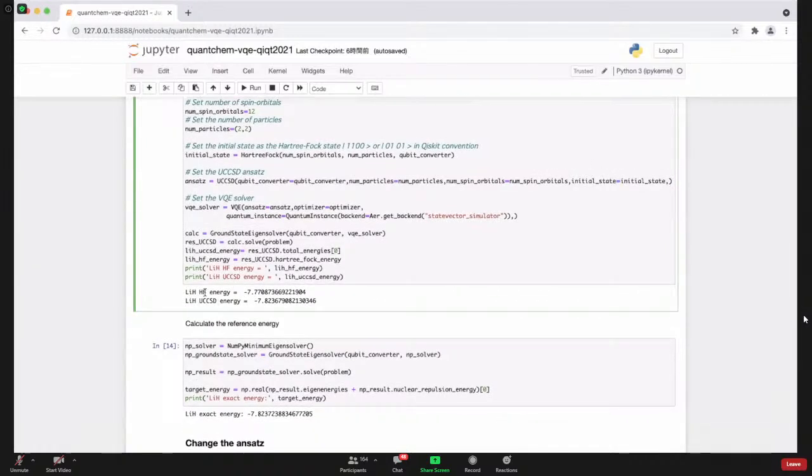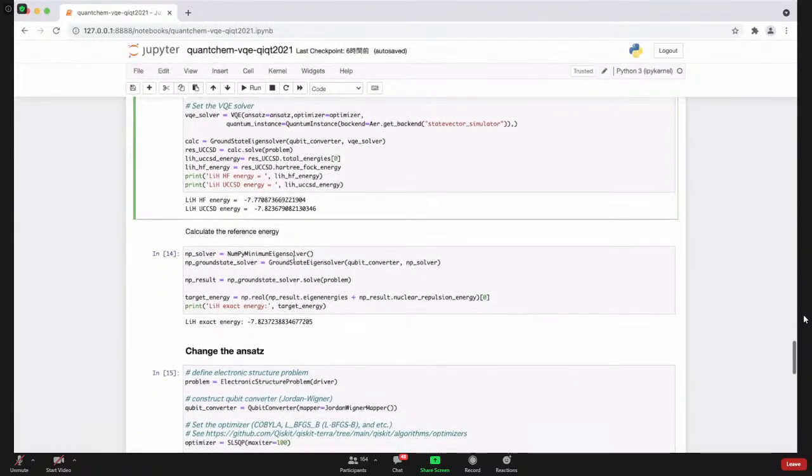So we're comparing the Hartree-Fock energy here and the UCCSD energy here. So you see a difference here. It's minus 7.7, now minus 7.8 something. And this time, this is the reference energy, which is the very exact energy. So it's minus 7.8237, and it's 82367. So you see UCCSD is quite accurate. There's a little bit of a difference, but it's mostly the same.